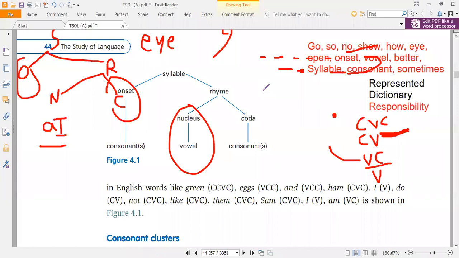Sir, if we take the example of "free": F is the onset, R is onset, right? So as an onset we have a consonant cluster, two consonants, F and R, and then E is the nucleus. So it is a CV structure. We do not have the final C here. Free, right?